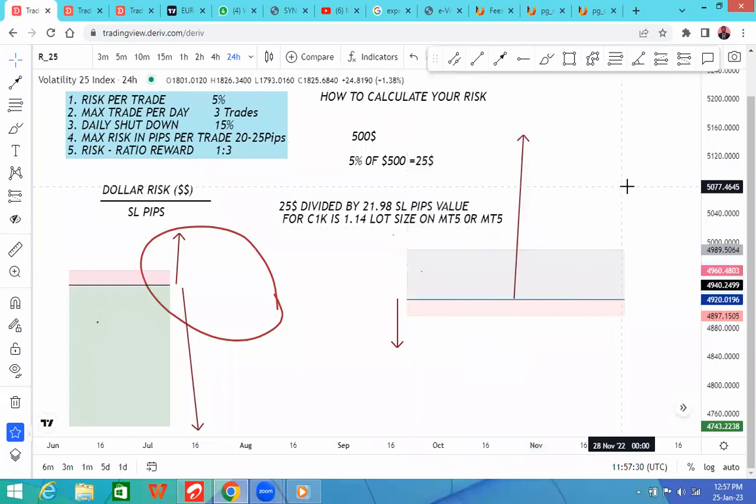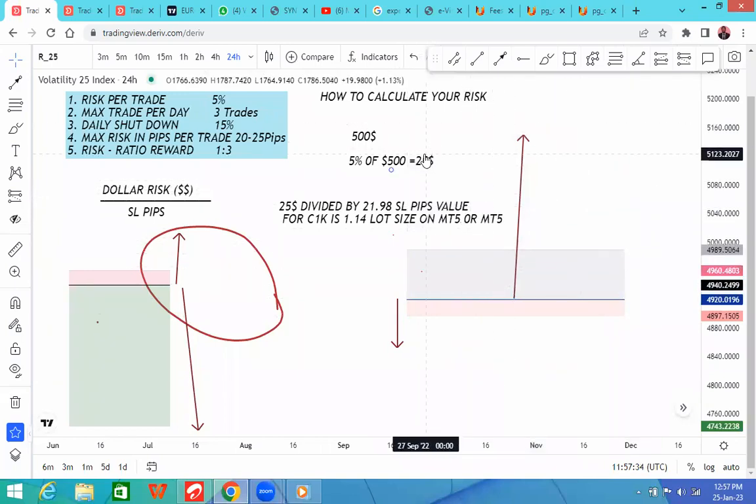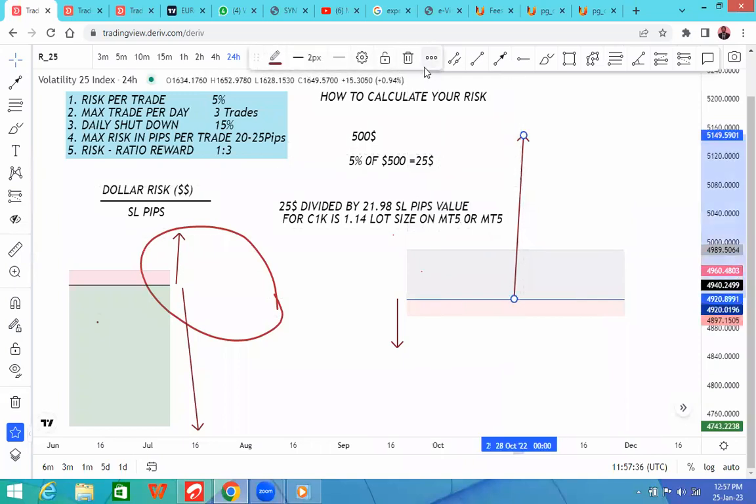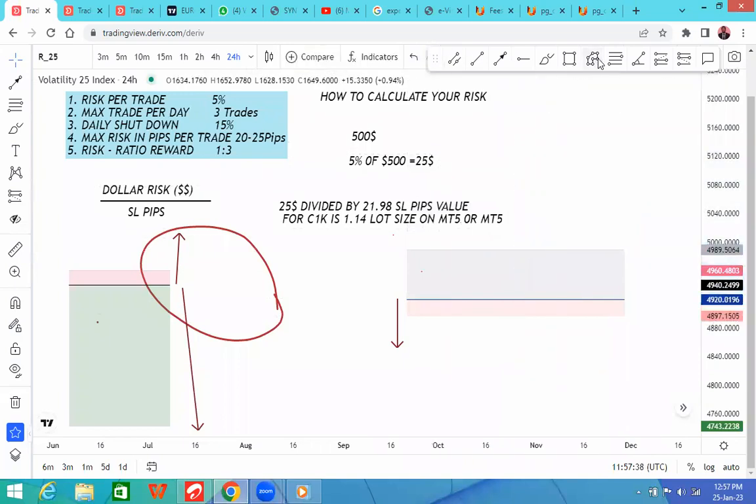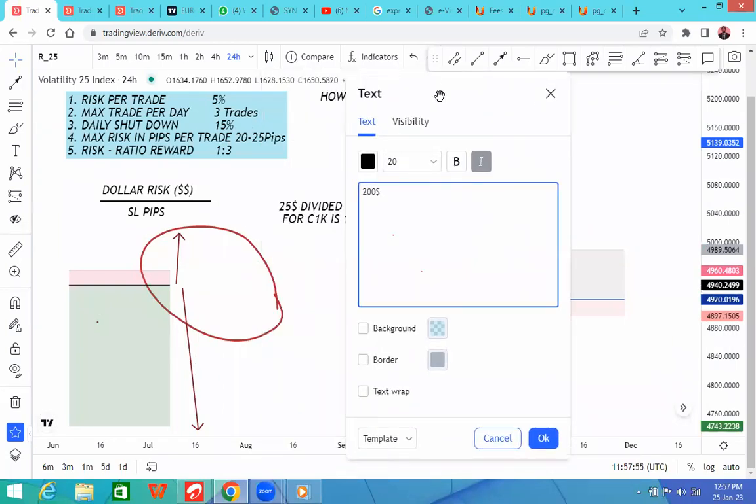We'll go to the chart. You understand better. Let me remove this now. Okay, let's calculate this together. Let's say you have a $200 account. Follow me, everybody. $200 account. And what's the formula?